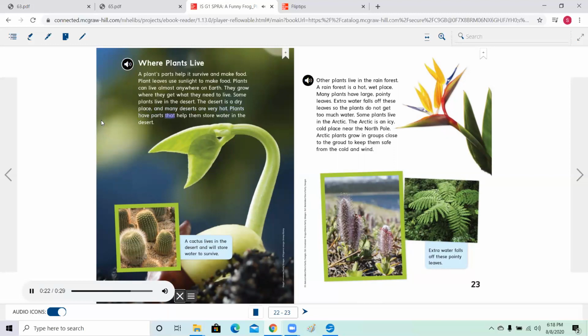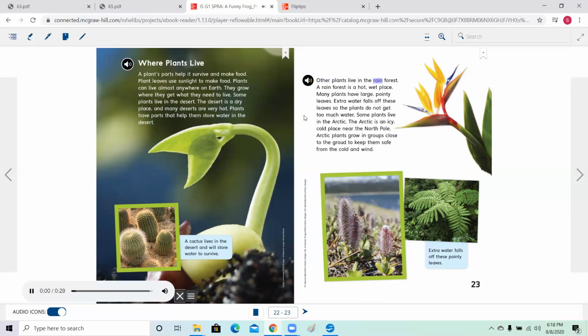Plants have parts that help them store water in the desert. A cactus lives in the desert and will store water to survive. So as we say, each plant has different needs, so they survive in the environment where they belong. So a cactus will live in a desert and grow. But for example, I can't plant rice in a desert because it requires lots of water.